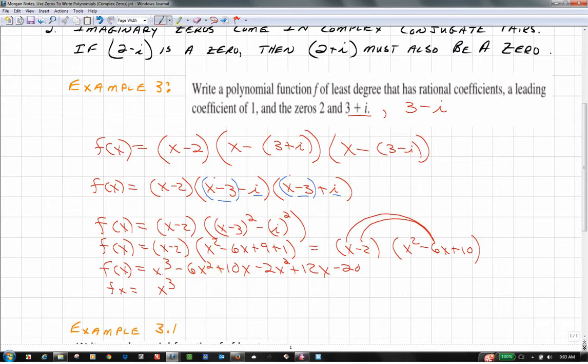So x cubed, then a minus 6x squared minus 2x squared gives a minus 8x squared. Let's move to the x terms: a plus 10x plus 12x is plus 22x, minus 20. And that would be my answer.